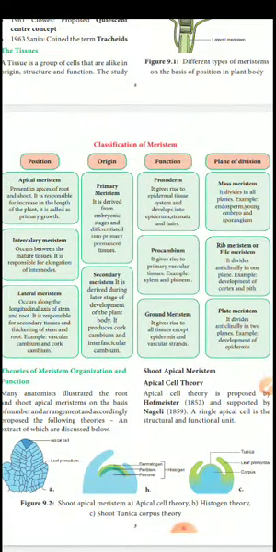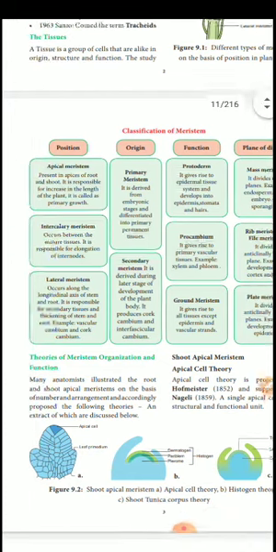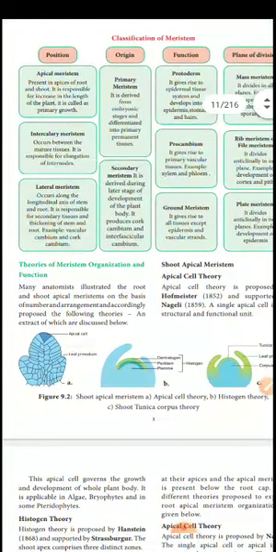Apical meristem, intercalary meristem and lateral meristem are based on position. For origin, there are two types only: primary meristem and secondary meristem. And for function: protoderm, procambium and ground meristem. Then mass meristem, rib meristem or file meristem, and plate meristem. Okay, so now the theories of meristem organization and function.